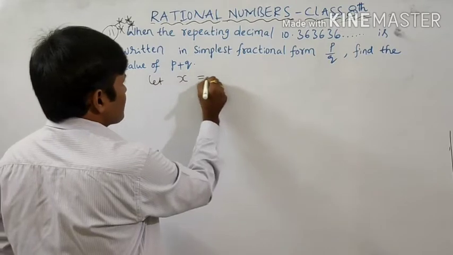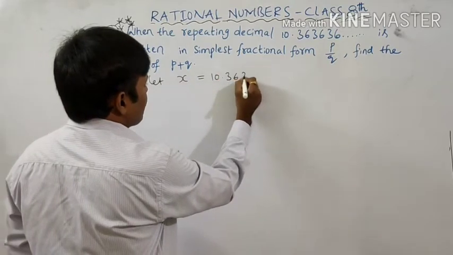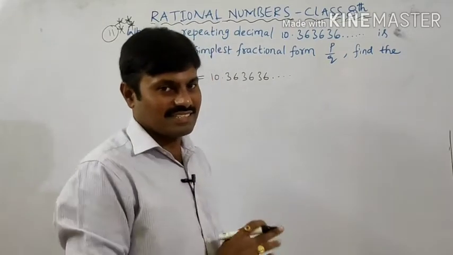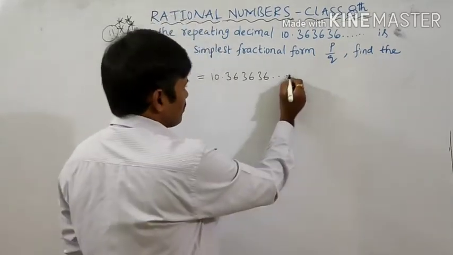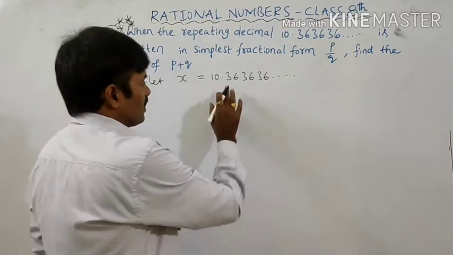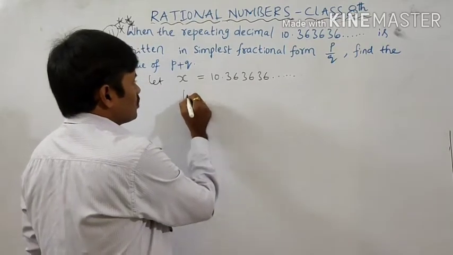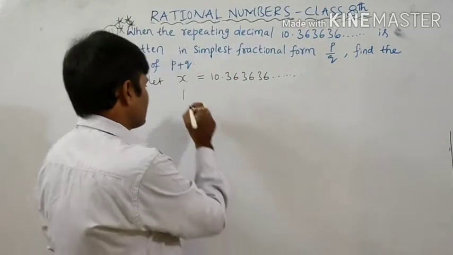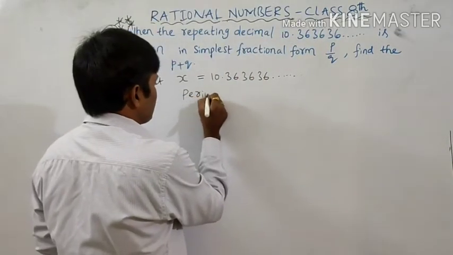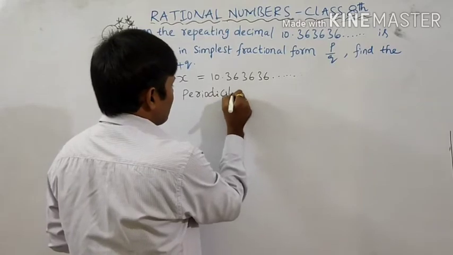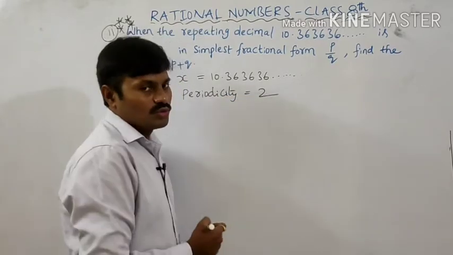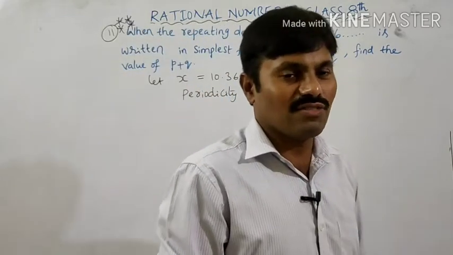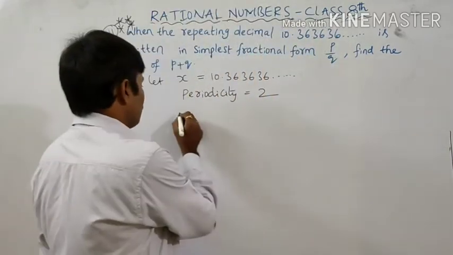Let us consider x is equal to 10.363636 and so on. Don't read it as 36 36 36, that is wrong reading. So here how many digits are repeating? Two digits are repeating, so we call 2 the periodicity of this number. Therefore the periodicity of this number is 2, so we have to multiply the value of x by 10 square, which is equal to 100.